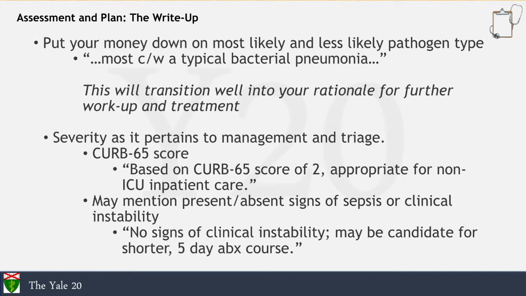Scoring systems. CURB-65, likely the most useful. You can also note how many signs of sepsis or clinical instability are present, also in order to help guide antibiotic duration.